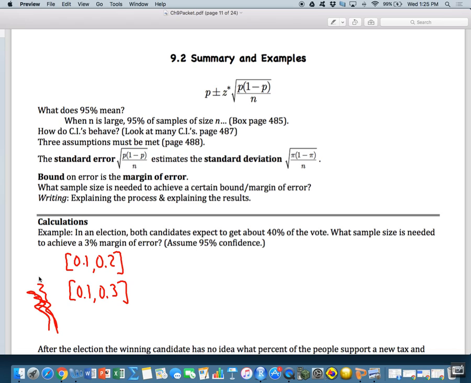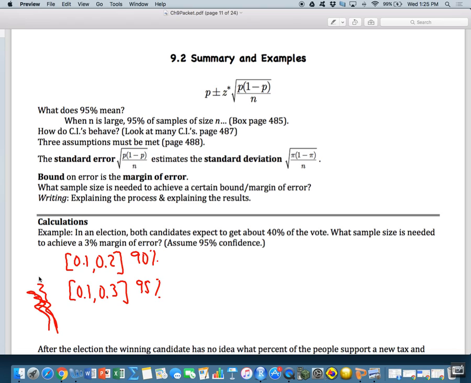If you're more confident, the interval should get wider, right, to account for the fact that you're more confident. So this is going to be a 95% confidence interval. This one's going to be 90%. As soon as I become more confident, the interval has to get wider.